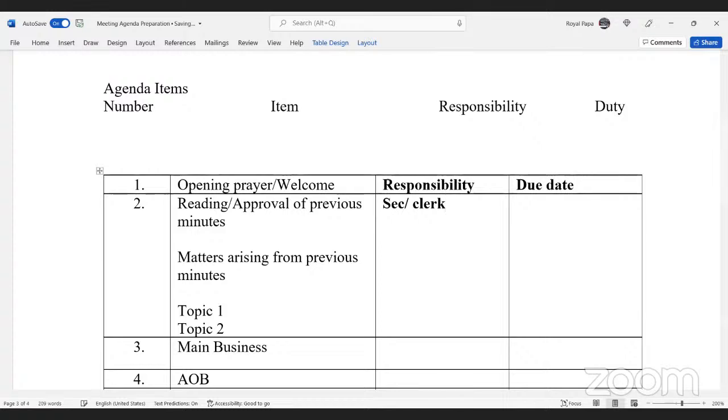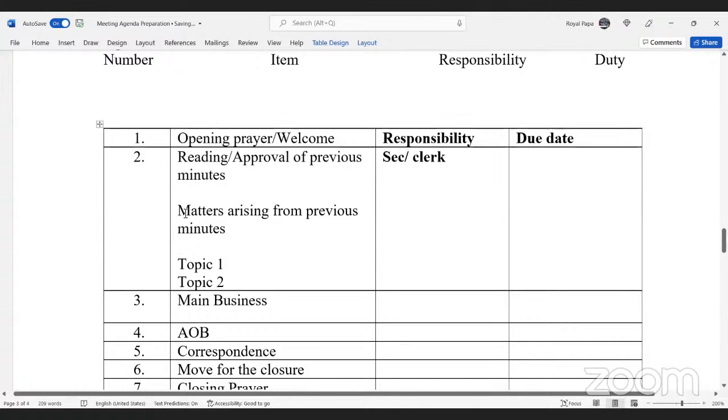The clerk does that. So this one, you don't need the due date here, so you just leave it. Now, again, you go to matters arising. You may get several matters arising, because matters arising simply means that there have been several articles we have had that have spoken to this.